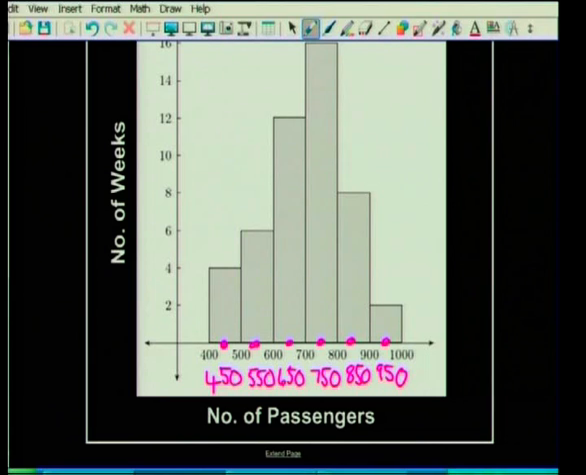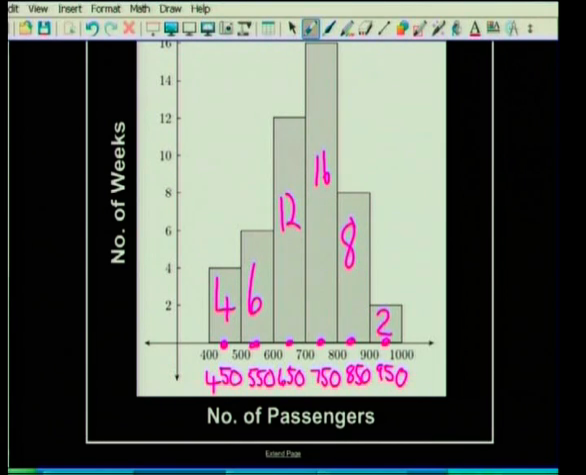Now I'm going to have a look at the frequency side, at the number of weeks. So I'm going to say 400 to 500, and I've now given it the midpoint 450, happens 4 times, for 4 weeks, right? 500 to 600, 6 weeks. 600 to 700, 12. 750, 16 times. I'm just reading off my graph. 8 times. And finally, twice.